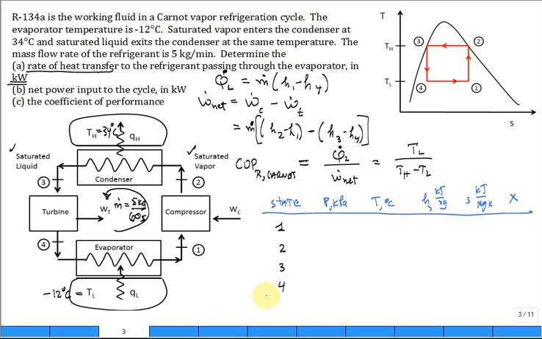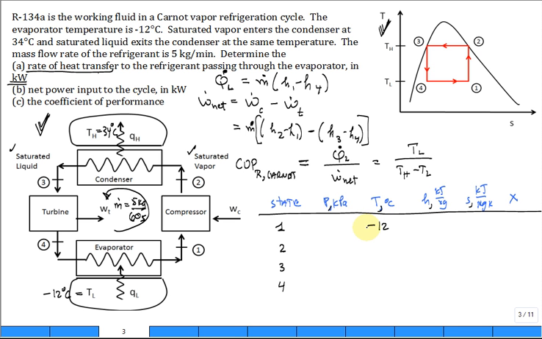So I recommend a clear illustration like this, a property diagram, T-S, and a table for properties to help organize your work. So at state 1, it has a temperature of negative 12 degrees C, true, and we have an unknown quality, unknown entropy, and unknown enthalpy. It's a column with the units for each property.